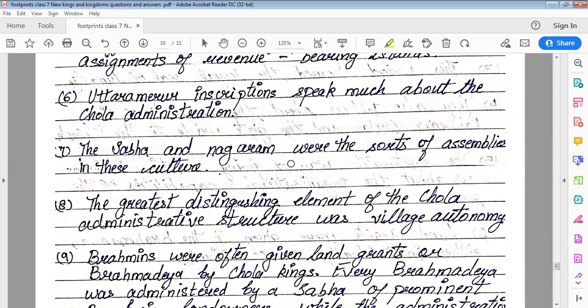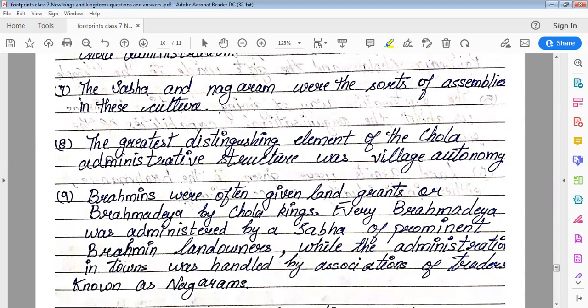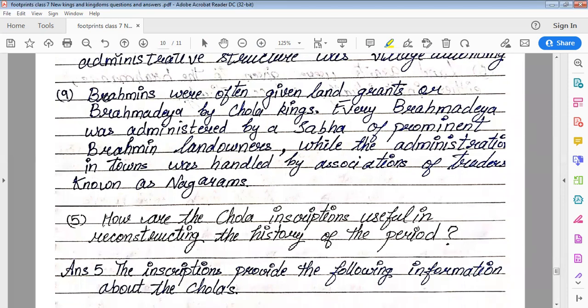The Sabha and the Nagaram were the sorts of assemblies in this culture. The greatest distinguishing element of the Chola administrative structure was village autonomy. Brahmins were often given land grants or Brahmadeya by the Chola kings. Every Brahmadeya was administered by a Sabha of prominent Brahmin landowners, while the administration in towns was held by associations of traders, known as Nagaram.